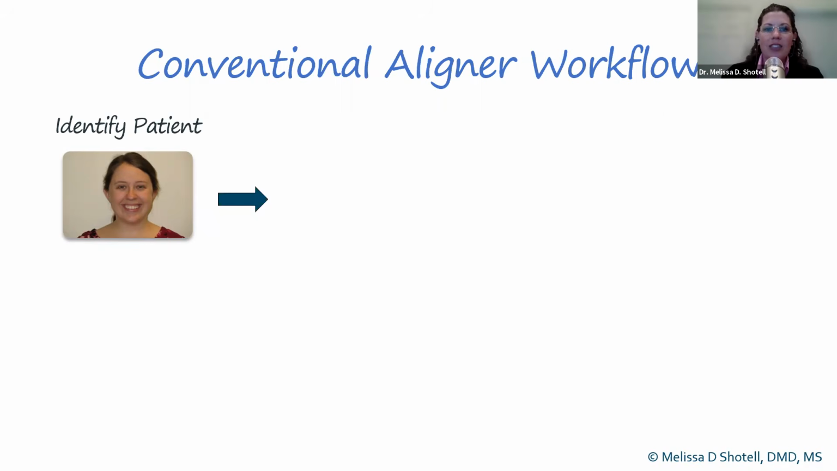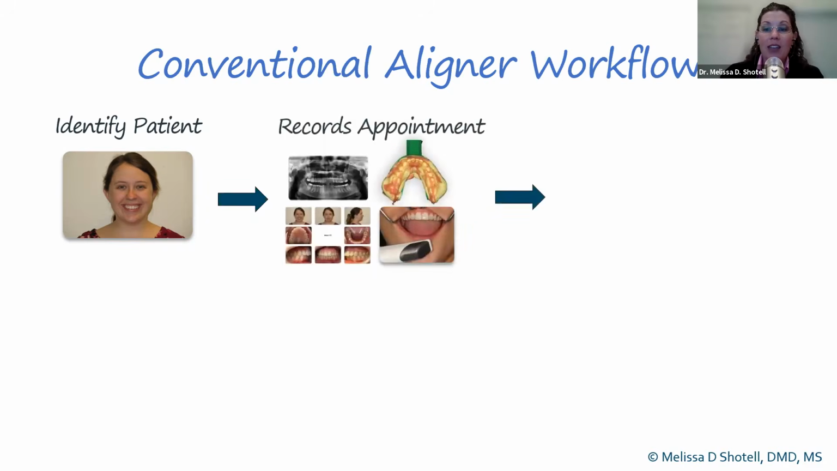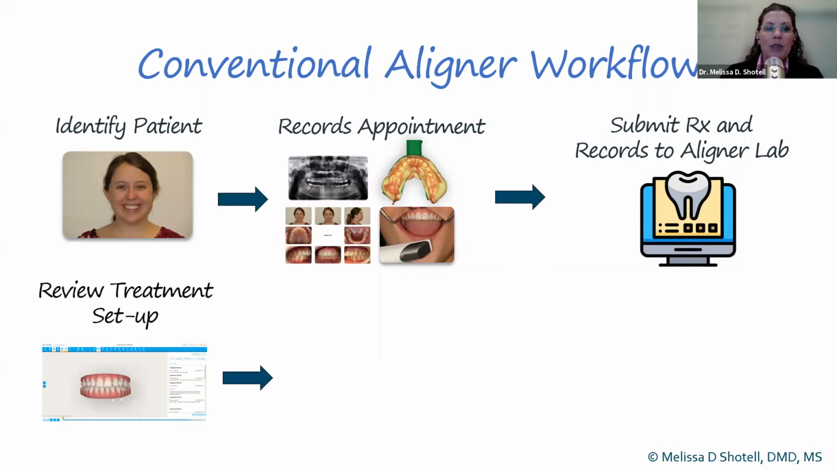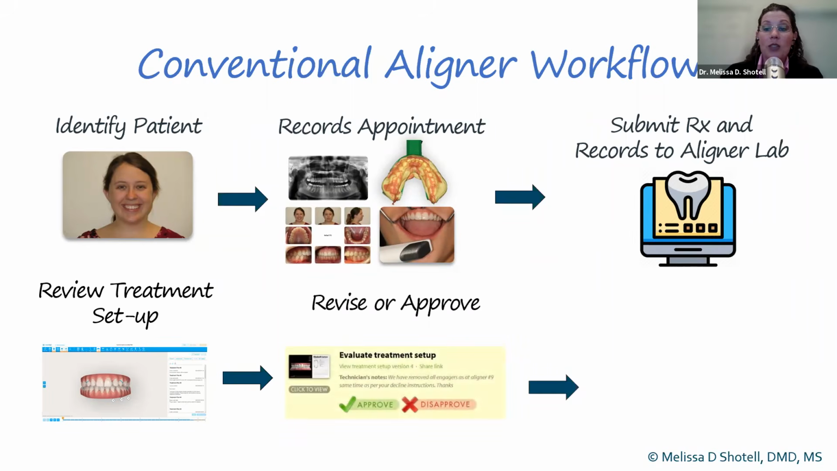If we look at our conventional aligner workflow, we will identify a patient within our practice. We may take their records either at a hygiene visit, at their initial appointment, or when they come in for their orthodontic consultation. Traditionally, we would then submit a prescription to our aligner laboratory and wait for the treatment setup to be sent to us. Once it is sent, we would look to see if we want to revise that setup or approve it as the technician has created it.